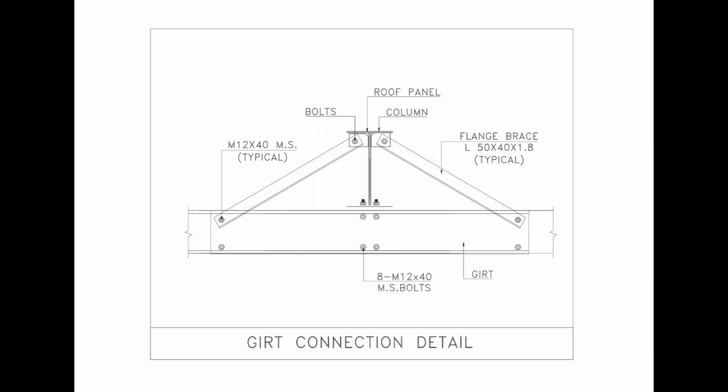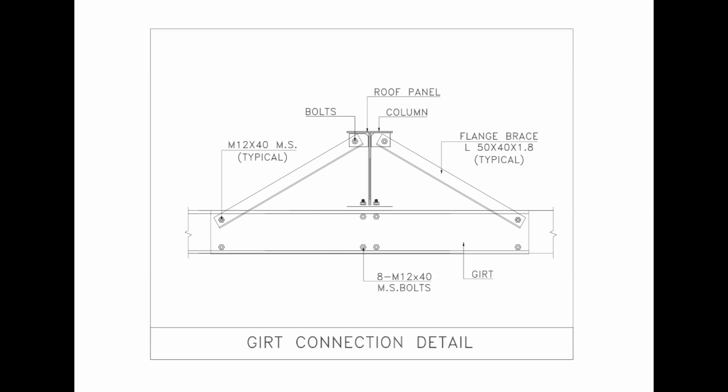Now, let us understand the girt connection detail shown in this drawing. The horizontal member shown here is the girt, which is part of the secondary framing system of the PEB structure. At the center, we can see the column connection arrangement. The drawing also shows two diagonal flange braces extending from the upper connection near the column toward the girt. These flange braces are specified as angle sections of L50 by 40 by 1.8 mm, typical. The drawing indicates M12 by 40 mm MS bolts at the brace connections.